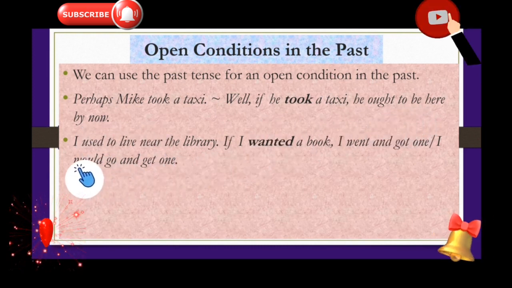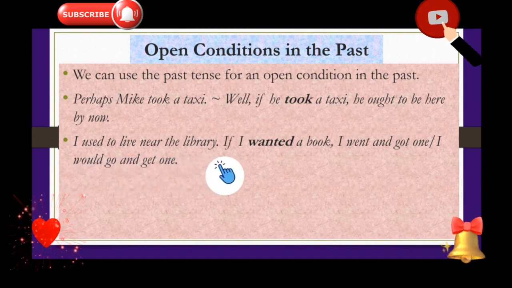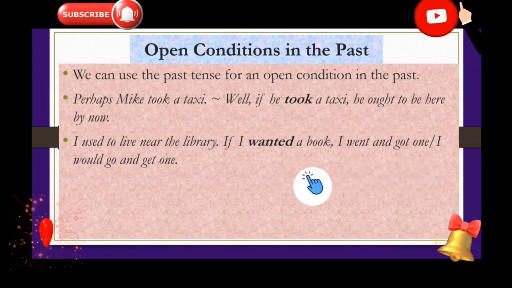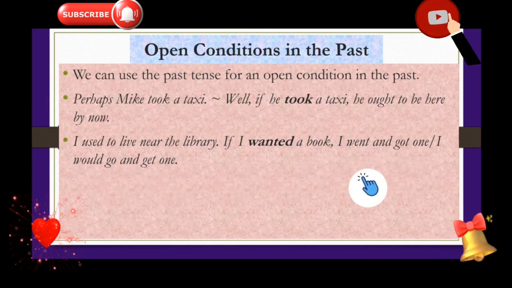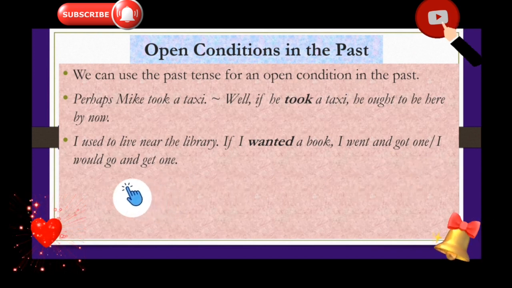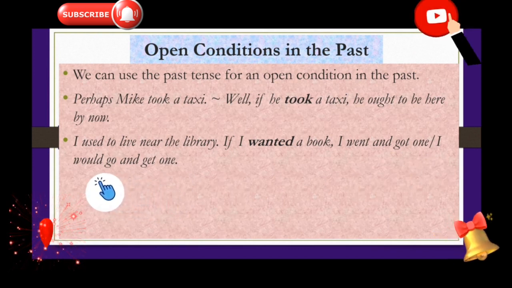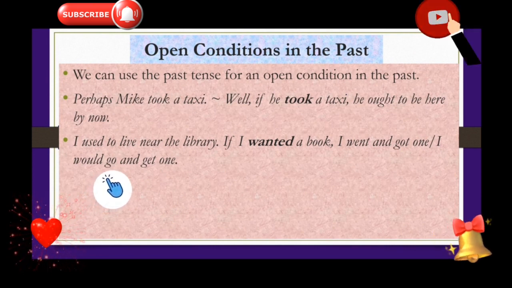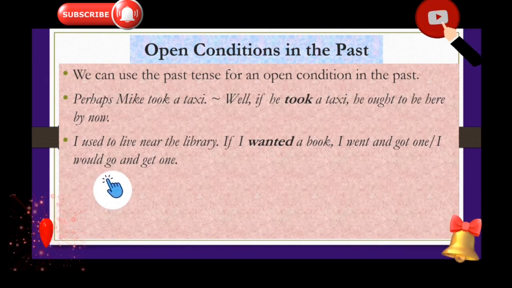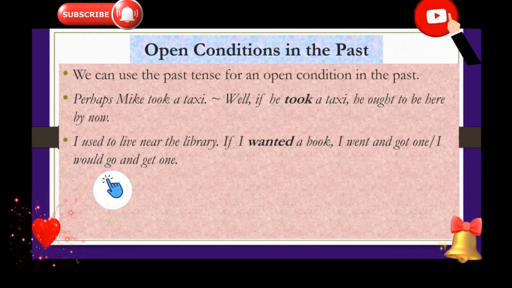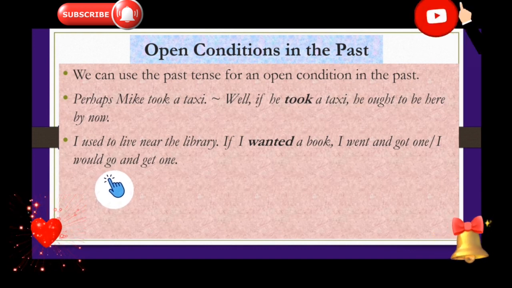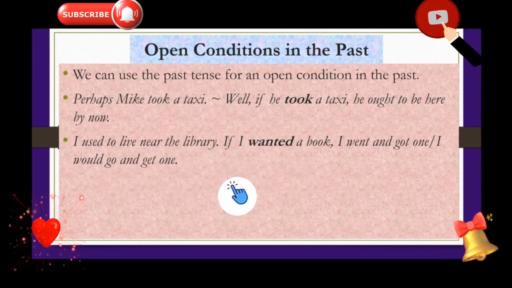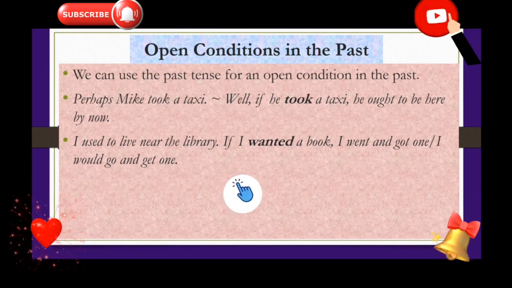Now, I used to live near the library. If I wanted a book, I went and got one. I would go and get one. Both are possible here. So it means that even though I'm using past tense, it is still an open condition. Possibilities are there. In the previous examples, we saw that there was less possibility or less likelihood of something happening. But here, these are exceptions, that it is possible to use open condition also in the past.